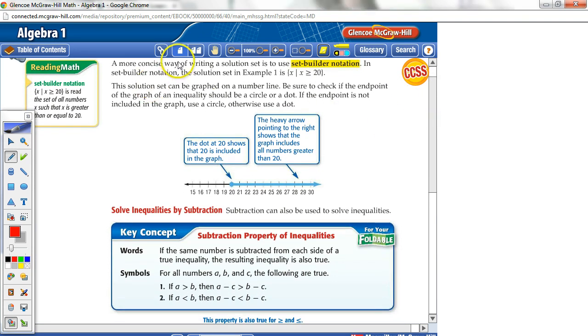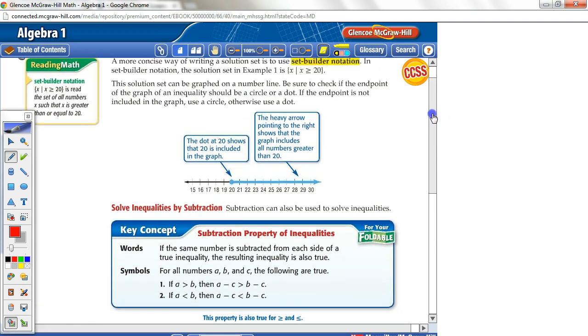A more concise way of writing a solution set is to use set builder notation. In set builder notation, the solution set in example 1 is written like this: x such that x is greater or equal to 20. So how do you read this? The set of all numbers x such that x is greater than or equal to 20.